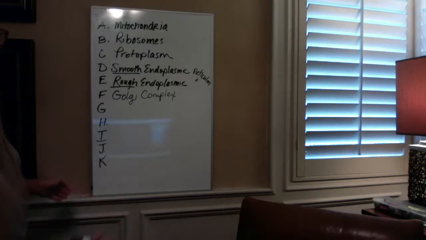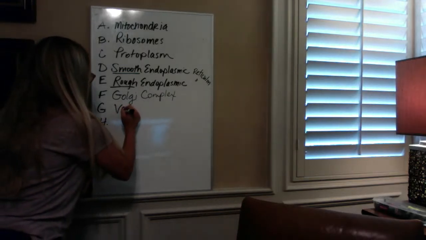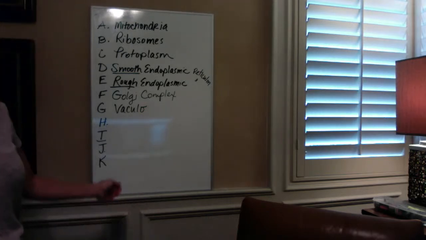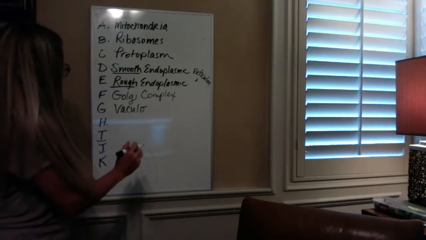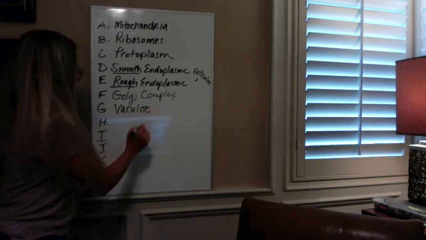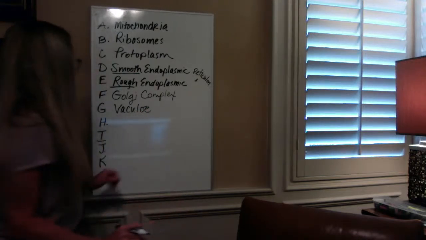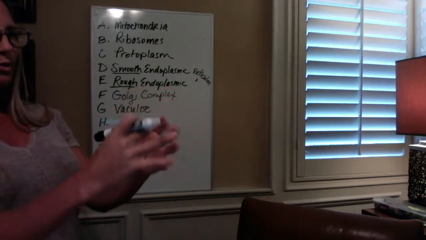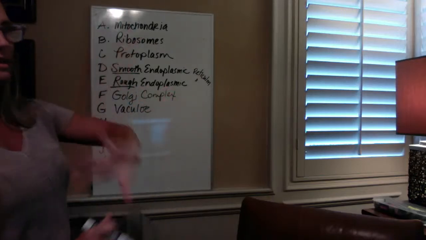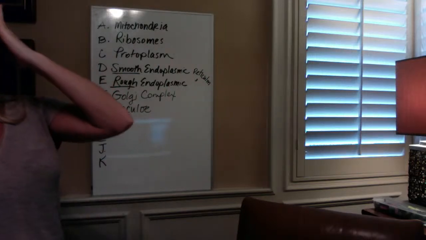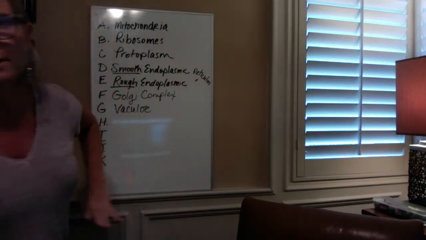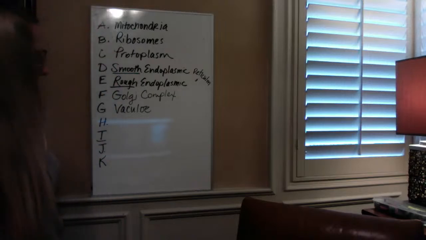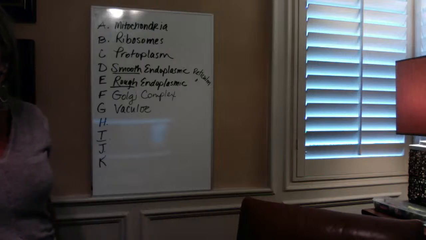The vacuole. I think I spelled that right. There might be an E in there. I remember when we made ours, that's one of the larger structures within the cell. But again, I don't think you're going to have to absolutely know that one. Maybe these three right here. But it doesn't hurt us to know these.